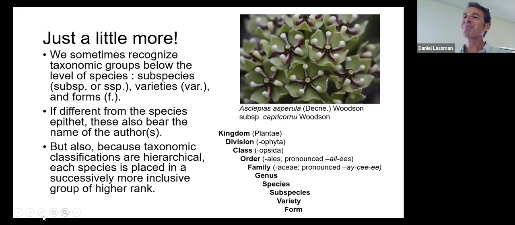Okay. All right. So here's a little bit about your question about taxonomic hierarchy. So we actually also sometimes recognize taxonomic groups below the level of species. So there are taxonomic designations for subspecies and varieties and forms. And those are all named in the same way as species with an author, and they just have a varietal epithet. So variety albus is a name, and that would describe a species with a binomial. So that's actually a true trinomial.